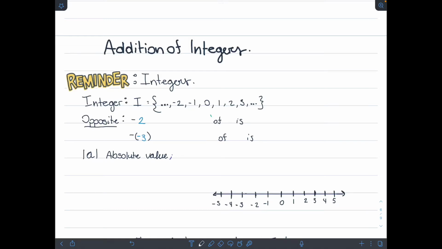Hello, my name is Janet, and today we're going to look at additions of integers. But for now, we're going to review integers before we head on to it.